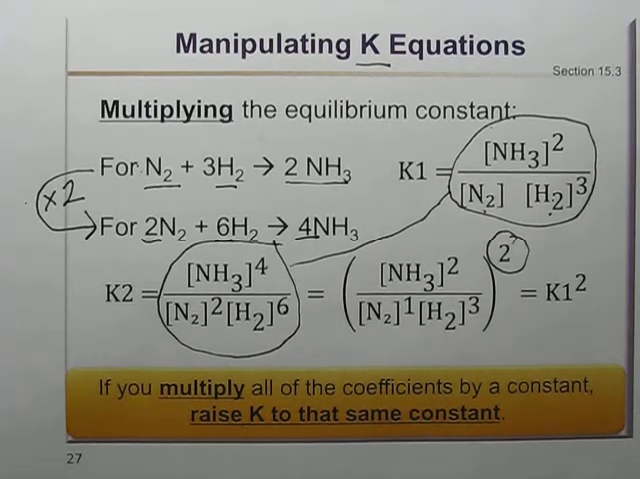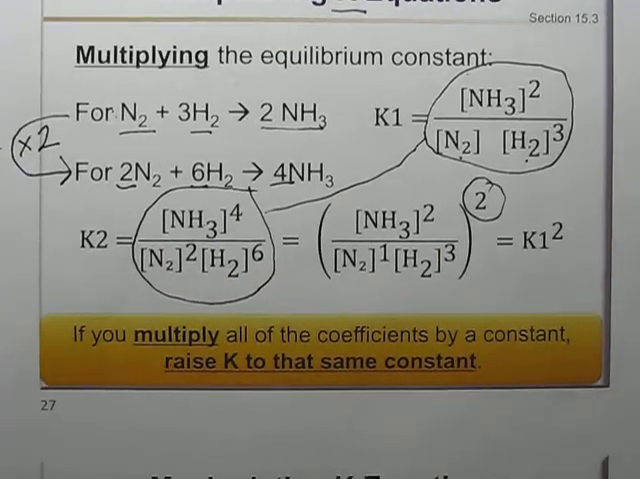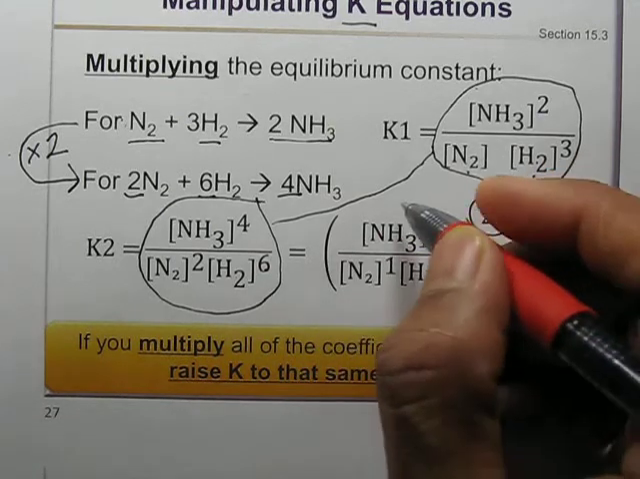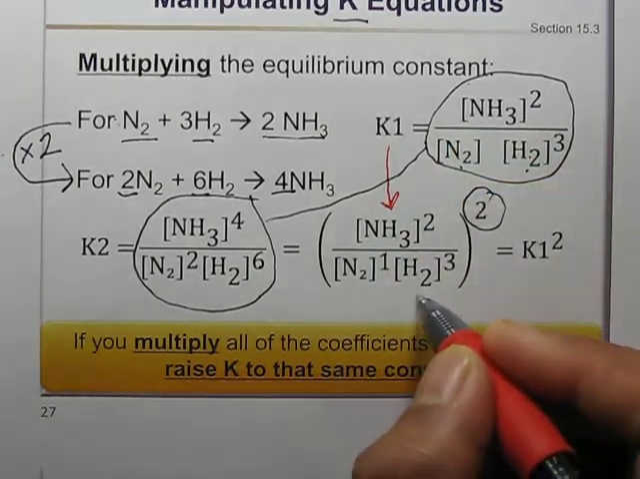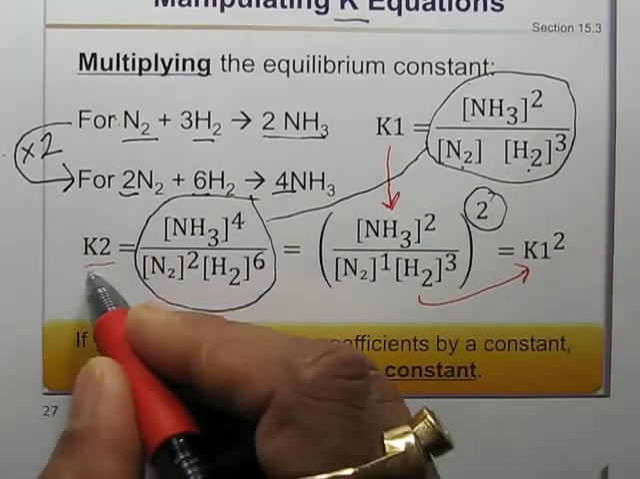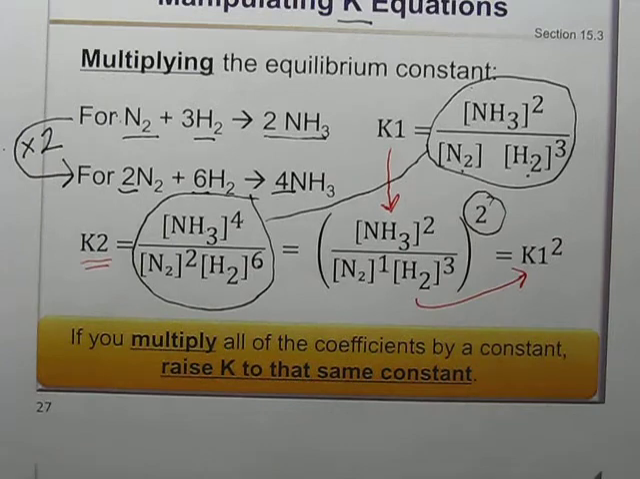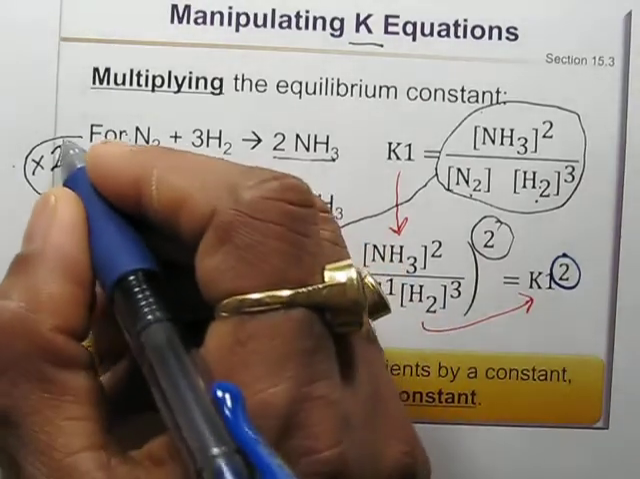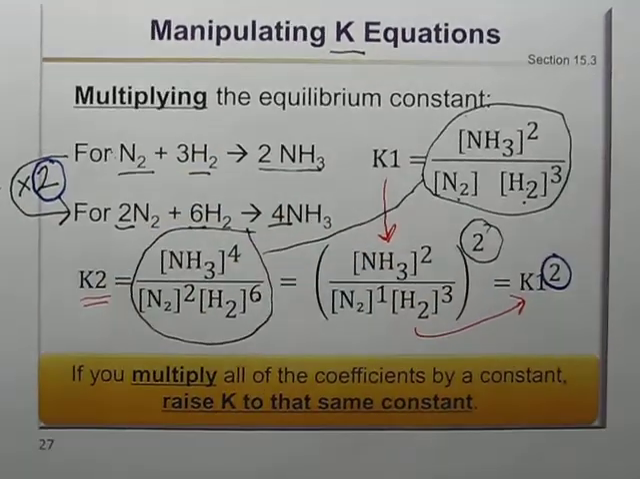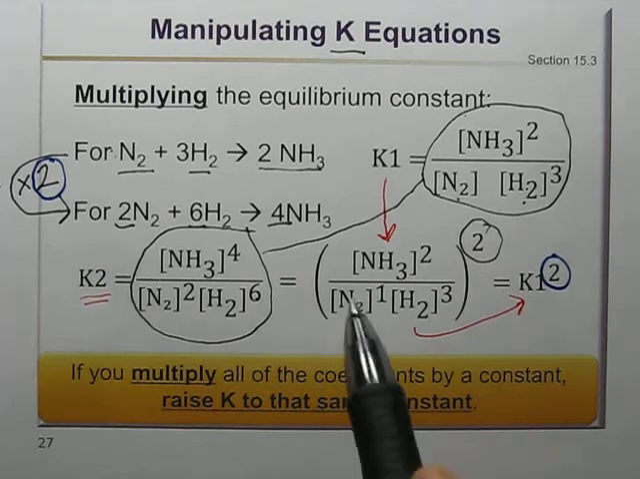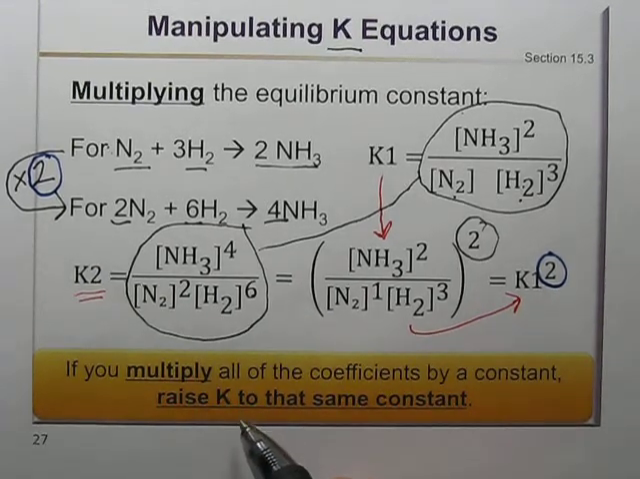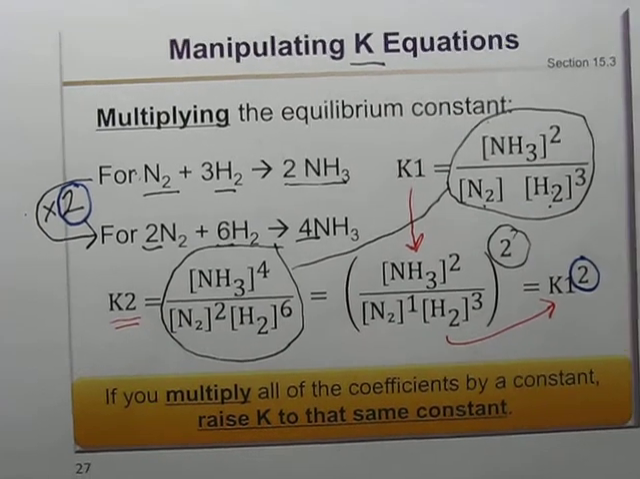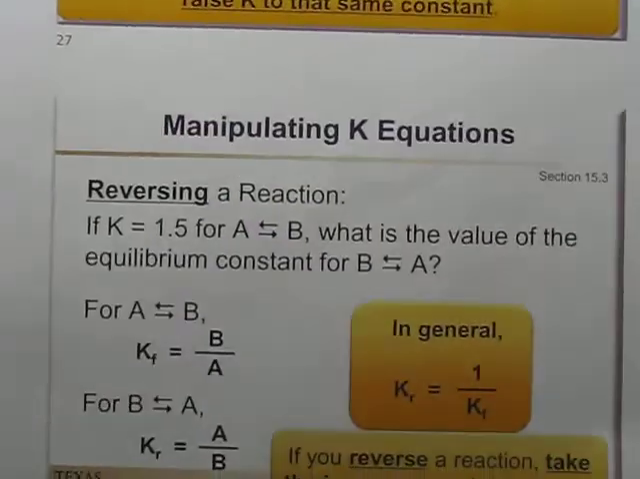This whole expression we can write as K1 squared. So we can also write K2 is equal to K1 squared. So the power and the multiplying constant are the same. That is why whenever we multiply any reaction at equilibrium, we raise the K value to the same constant. I will show you some examples so we can understand with one example also.